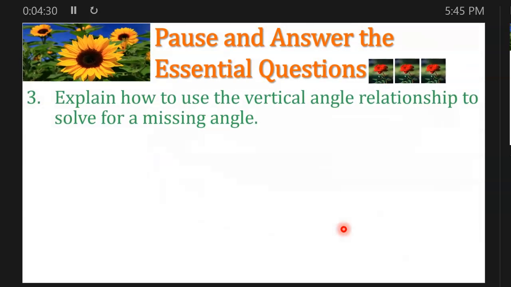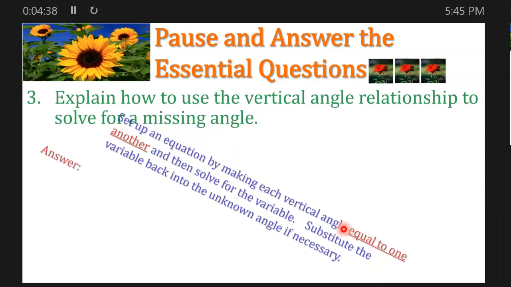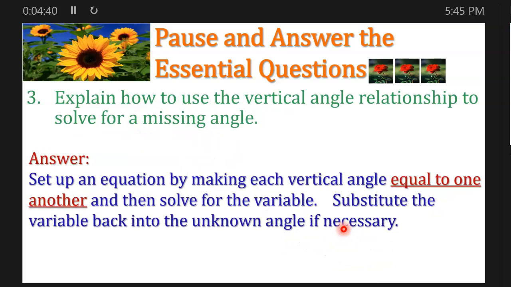Explain how to use the vertical angle relationship to solve for a missing angle. Okay, set up an equation by making each vertical angle equal to one another, and then solve for the variable. Substitute the variable back into the unknown angle if necessary.